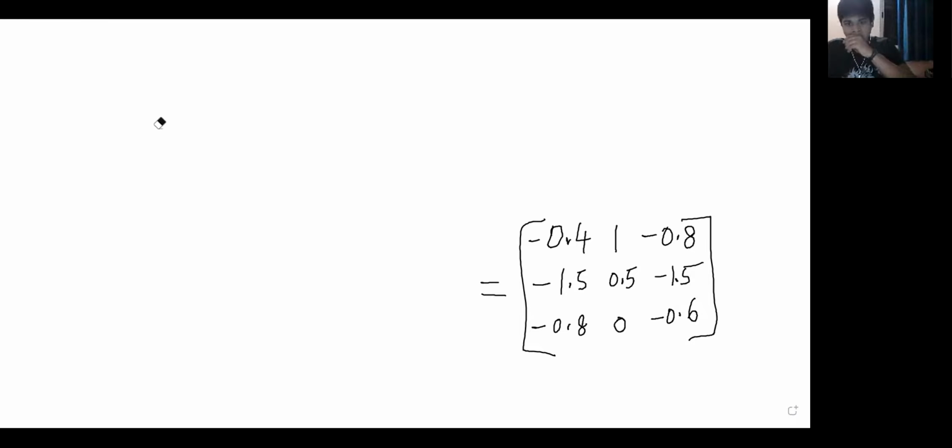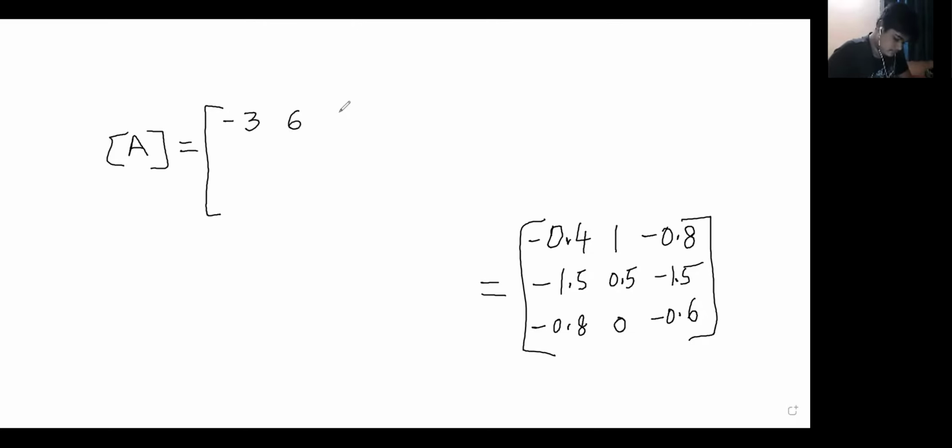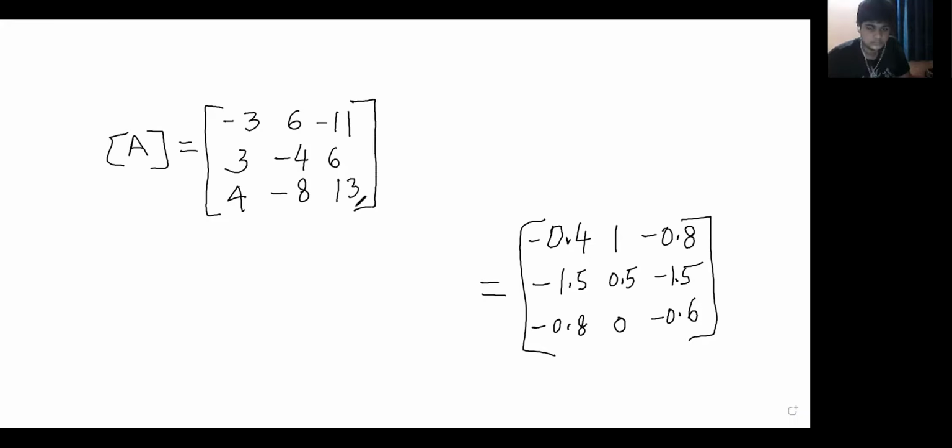Now we have the matrix A. What was the matrix A that was given? The given matrix. Minus 3, 6, minus 11. 3, minus 4, 6. 4, minus 8, 13. So this is the given matrix, and what you have found here is A inverse.